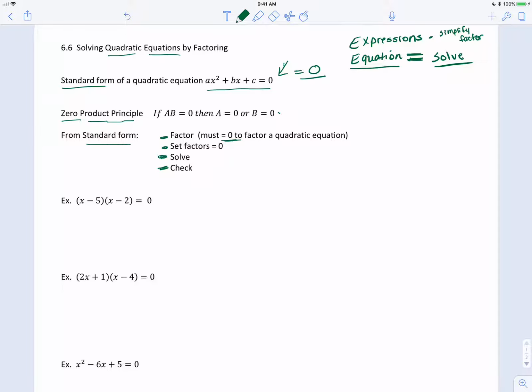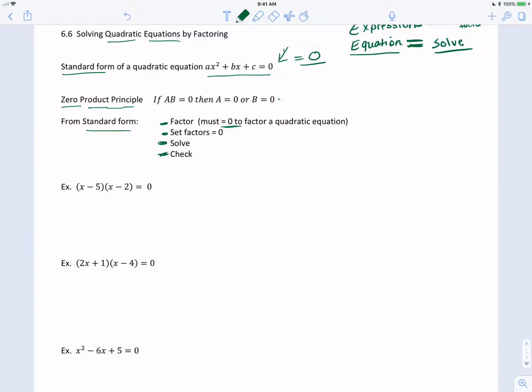Here is an example that's already in factored form: x minus 5 times x minus 2 is equal to 0. Notice we have the equal sign, so it's an equation, and it's already factored. Our next step is to set those factors equal to 0. x minus 5 is one factor, and we set it equal to 0. x minus 2 is the other factor, and we set it equal to 0.